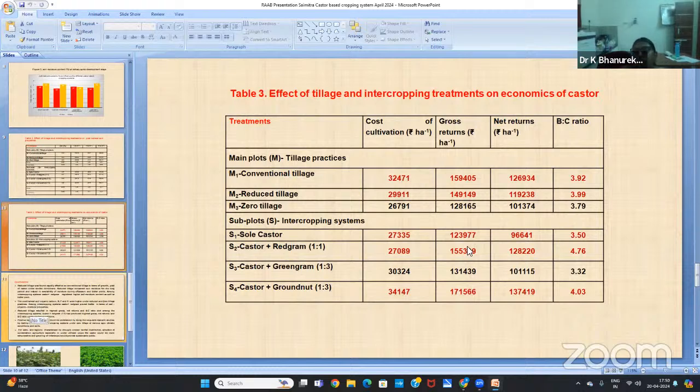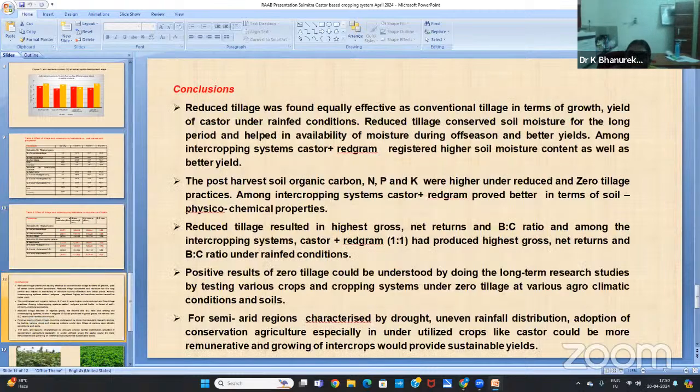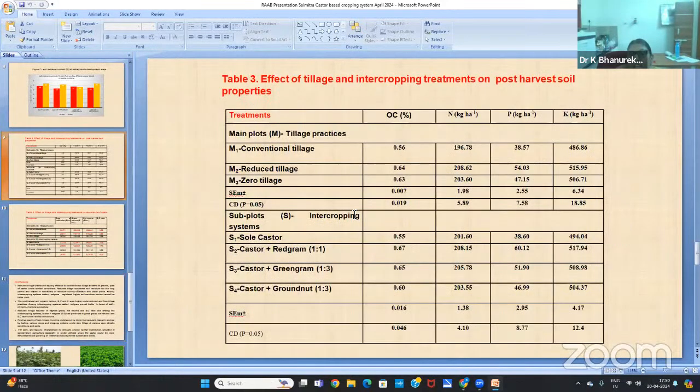So based on these small researchable objectives, we can conclude that under the tillage systems, the reduced tillage was found equally efficient as that of the conventional tillage in yield attributes and yield of castor as well as soil moisture conservation. And one slide, I think I have skipped it. That is soil organic carbon and the NPK availability.